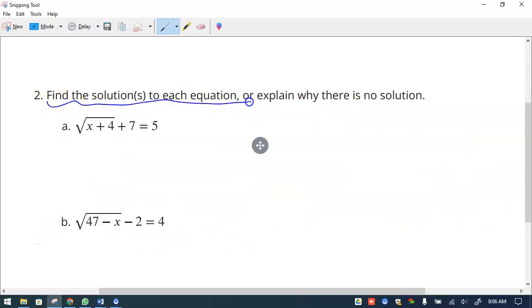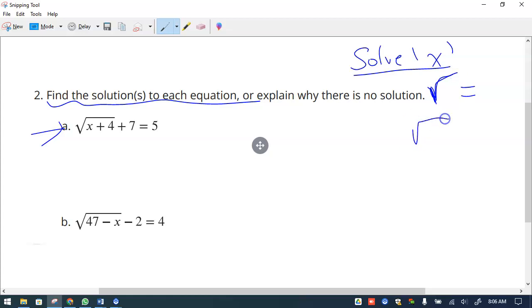Find the solutions of each. So the first equation is given, and we have to solve this. To solve for x, it's better to have only the square root on the left side. You don't want any number before it, like a 3 here, or anything minus 5 here. You only want the square root. So the best way to do this is to subtract 7 first on both sides. When you subtract 7, this goes away and you get the square root of this equals minus 2.